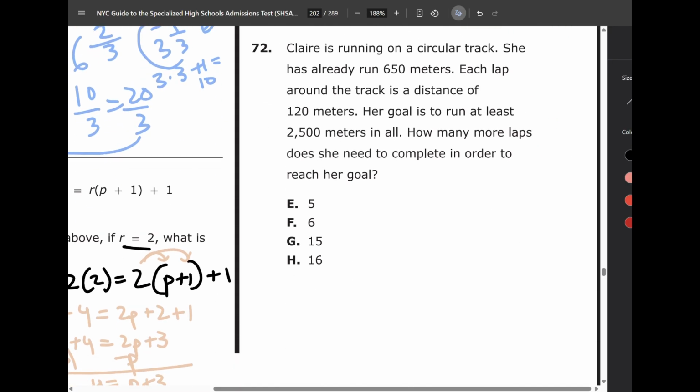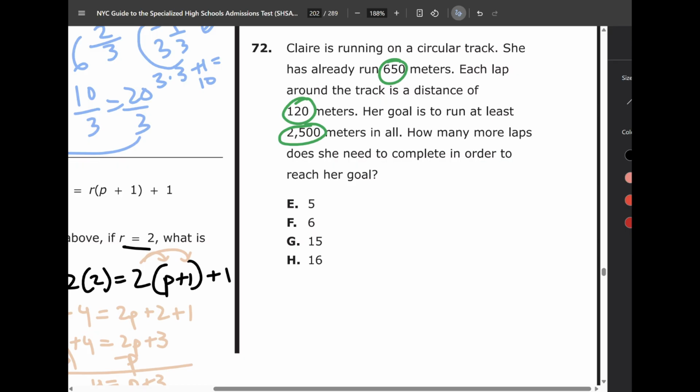All right, and last but not least, we have question 72. Claire is running on a circular track. She has already run 650 meters. Each lap around the track is a distance of 120 meters. Her goal is to run at least 2,500 meters in total. How many more laps does she need to complete in order to reach her goal?